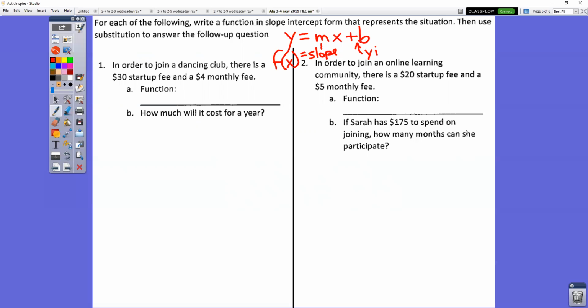So in number 1, in order to join a dancing club, there is a $30 startup fee and a $4 monthly fee. So you have to pay $30 just to join, and then every month you have to pay $4. How much will it cost for a year?